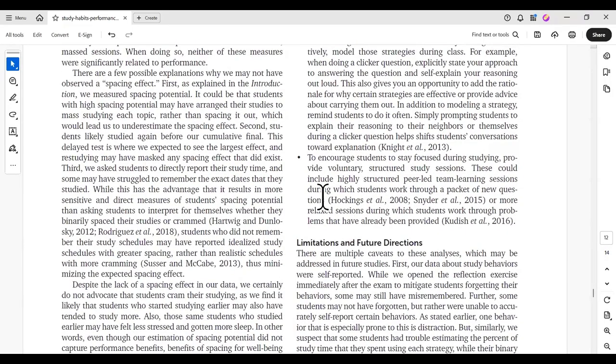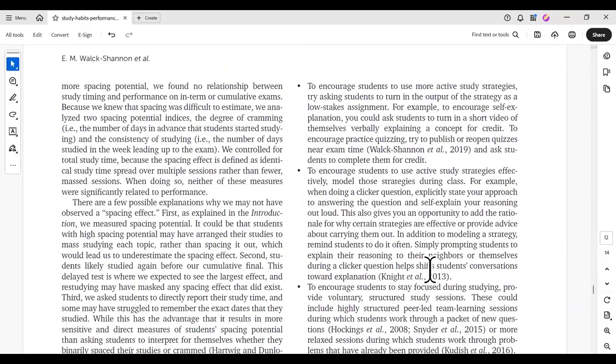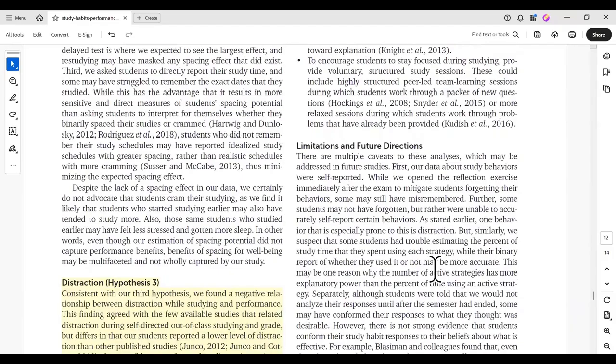And finally, encourage students to stay focused during studying, maybe providing study sessions. But we all have had the experience where we've told somebody what's good for them and then they just go and don't do it. So I think these instructors were maybe feeling a little frustrated with seeing how important focused, non-distracted study was, and then actually trying to get students to do it. So I actually want you to think about your students. You know how you study, you know how it works.